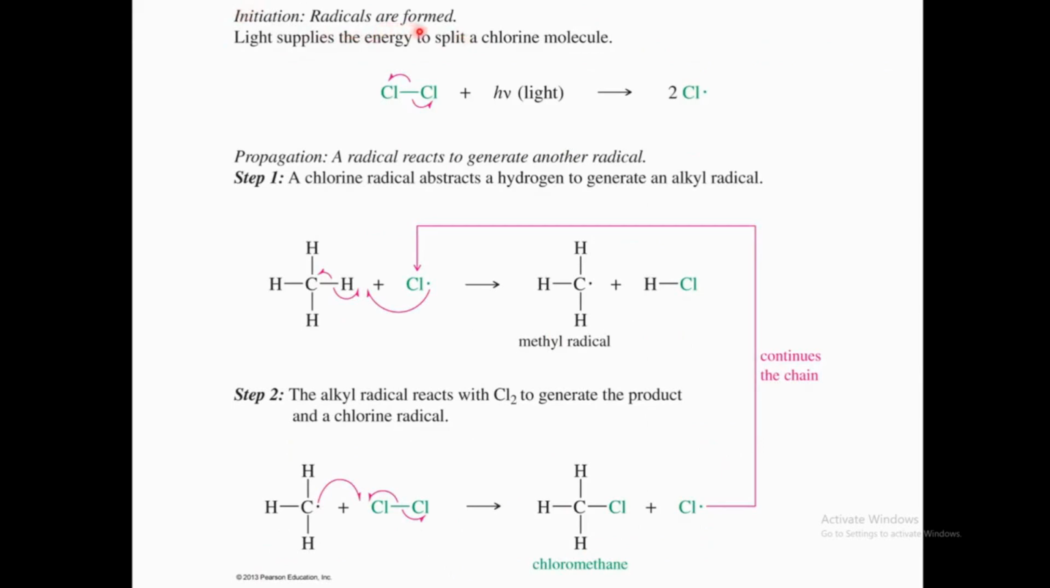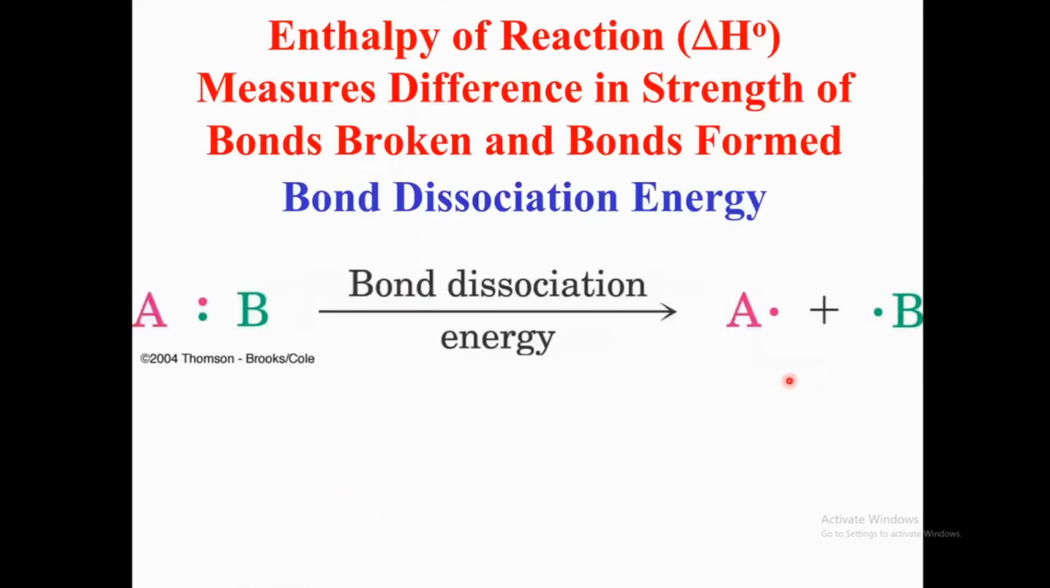In initiation, radicals are formed. Light supplies the energy to split a chlorine molecule. So this is a chlorine molecule which splits in the presence of light to give two chlorine radicals. The next step is propagation. A radical reacts to generate another radical. Step 1, a chlorine radical abstracts a hydrogen to generate an alkyl radical. So this is methane, which reacts with the chlorine radical to give the methyl radical. And step 2, the alkyl radical reacts with Cl2 to generate the product and a chlorine radical. This chlorine radical reacts with another methane, and this is chloromethane, and it continues the chain.